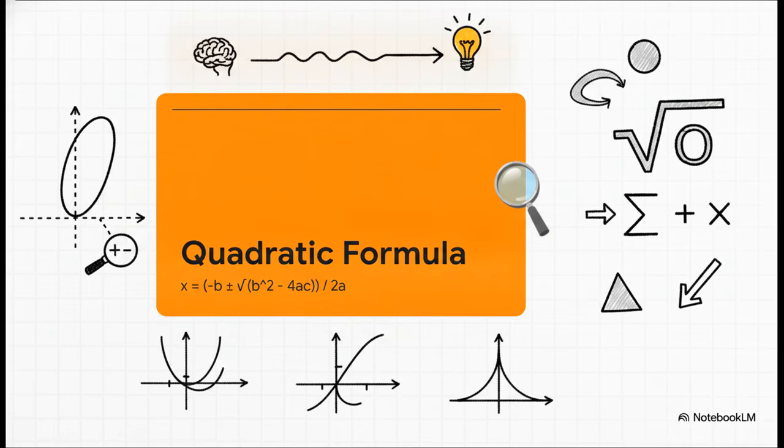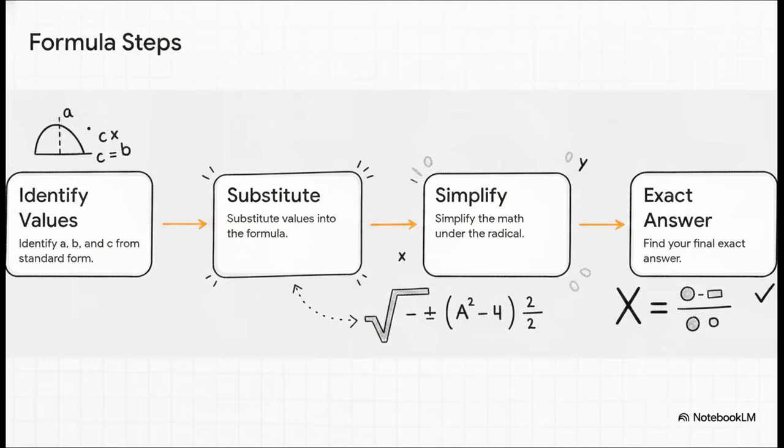X equals negative b, plus or minus the square root of b squared minus 4ac, all divided by 2a. It is the ultimate failsafe for any quadratic equation. Deploying this master key is wonderfully systematic, but you've got to be strictly organized on your end. Step 1. Correctly identify your a, b, and c values from your standard form equation. Step 2. Carefully substitute those values into the formula.